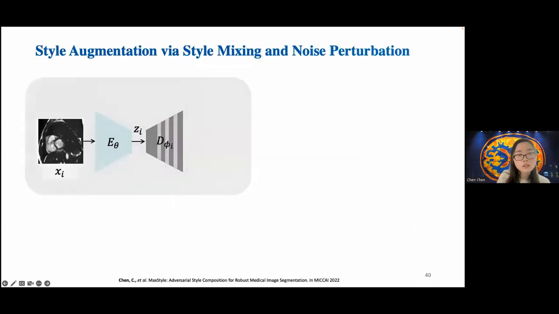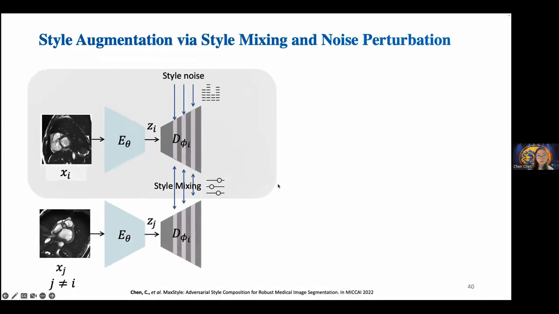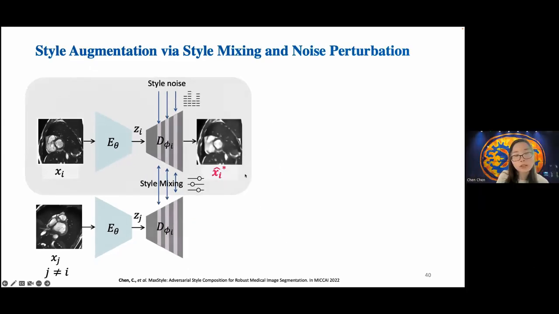So here it gives you more details about how this style augmentation works. We are given input images. We send them into the encoder and the decoder to get some feature code. We then augment the style of these features in the latent space by performing some style mixing between different instances. We further introduce more style noise into this latent style code in order to enhance the diversity of the features. And this will give us an image like this.